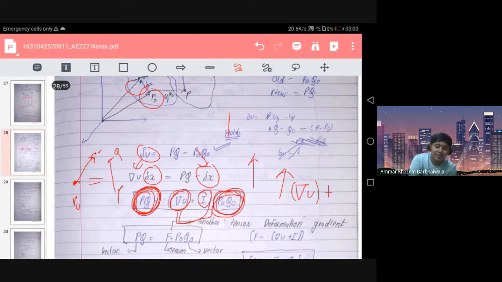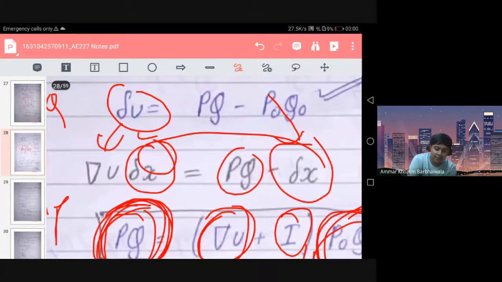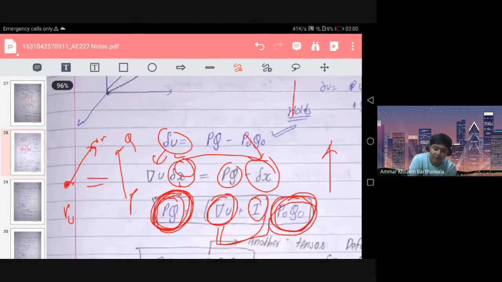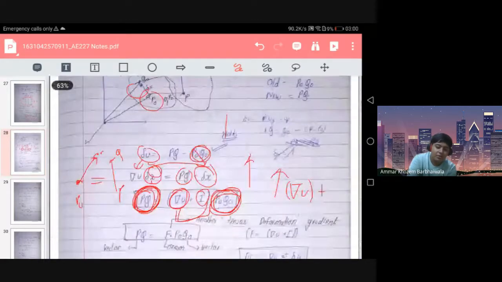So it's basically very simple. You take this delta x at that side and you have PQ is equal to grad u plus I times delta x, and this delta x is basically P naught Q naught. Yeah, delta x is basically P naught Q naught. So yeah, it's basically this.